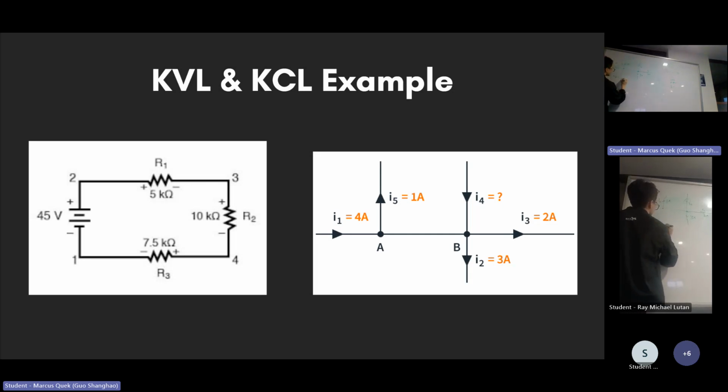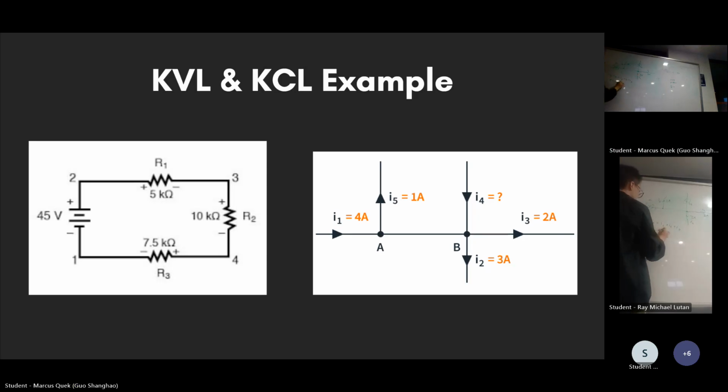So that equals I5 plus, let's label this I3. So we have 4 plus I4 equals 1 plus 3. Yeah, algebra. Then you can just solve. I4 is equal to 2 amps.